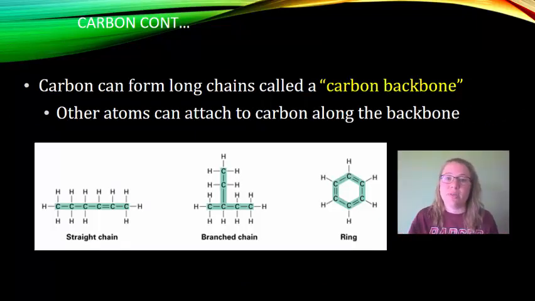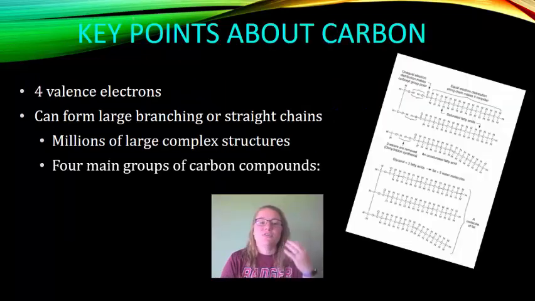Carbon, when it bonds with other atoms, can form what are called long chains or a backbone. Other atoms are able to attach to that carbon along the backbone. The backbone can be straight or branching. Carbon also can form a ring shape, which is pretty interesting. So those 4 valence electrons form branching or straight chains, and based off of those combinations, carbon can actually form some incredibly large structures.